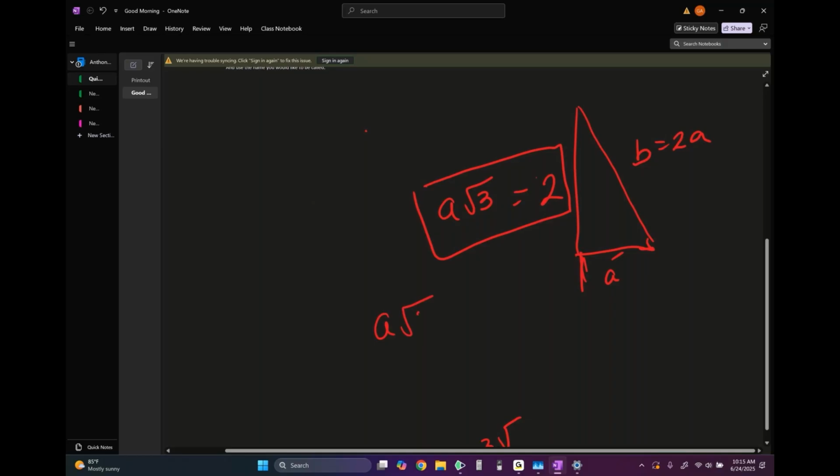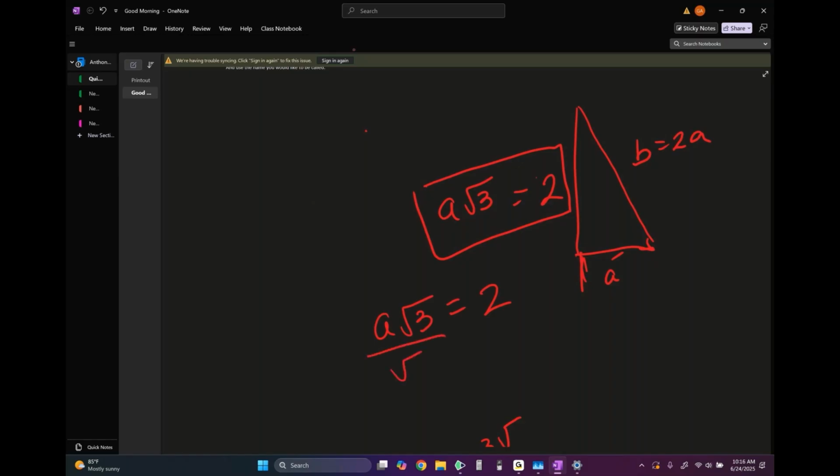We get A root 3 is equal to 2. How do we get A by itself? Divide both sides by root 3, right? So we get A is equal to 2 over root 3, and you get 2 root 3 over 3.